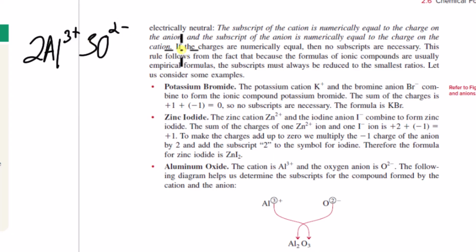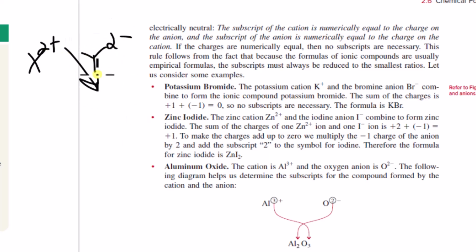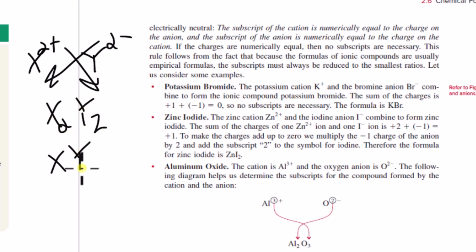Okay, now, it says if the charges are numerically equal, then no subscripts are necessary. So you also want to, if need be, simplify and divide down to the simplest integers. Just because you have something like X2+ and Y2-, you don't write X2Y2. No, you would divide by 2 and write just XY.